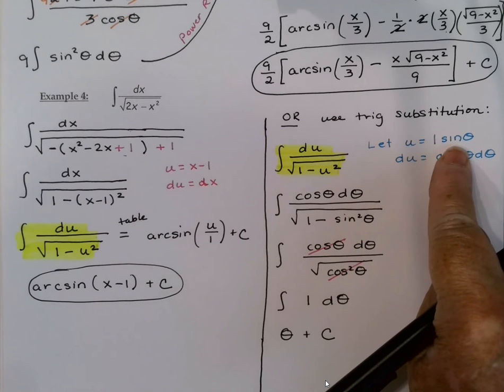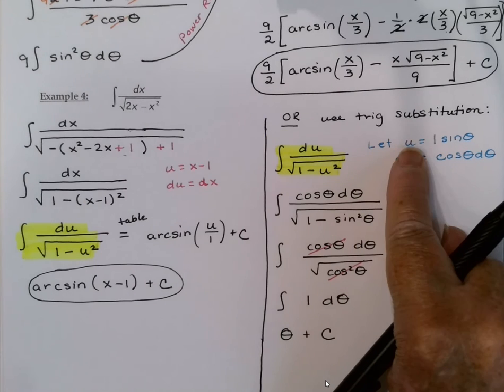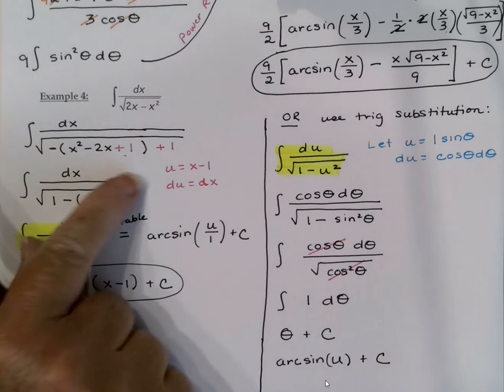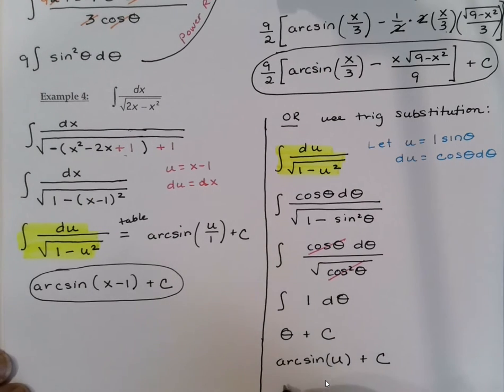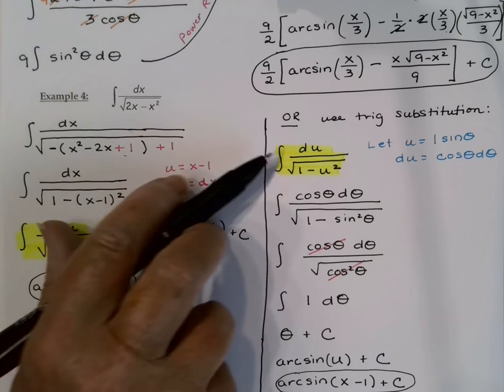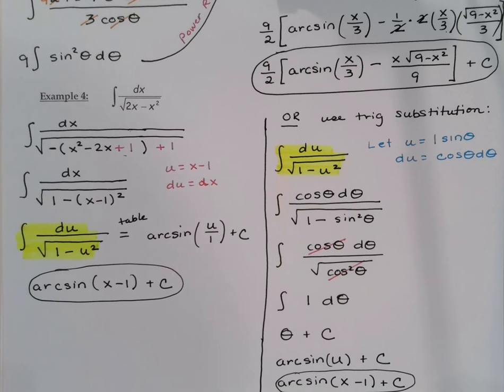But what's theta? Well, theta would be the arc sine of u. And then going back, u is x minus 1. So there we got the exact same answer again. All right. So if you do recognize something as being part of a table, hey, great, more power to you. It's often the fastest way to go. But if not, the trig substitution will still get you to the same place.